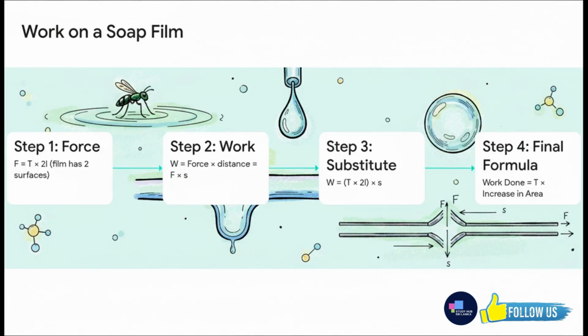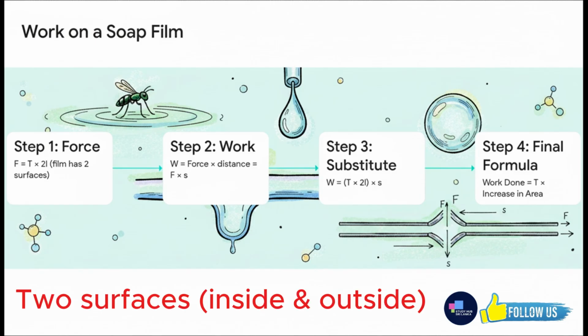Now, let's use that to figure out the work done when you stretch a soap film. Here's the one thing you absolutely must remember. A soap film has two surfaces, an inside one and an outside one. That's why the force isn't just T times L, it's T times 2L. Then, we know work done is just force times distance. So if we substitute our force in, we see that the work done is simply the surface tension, T, multiplied by the total increase in the surface area.